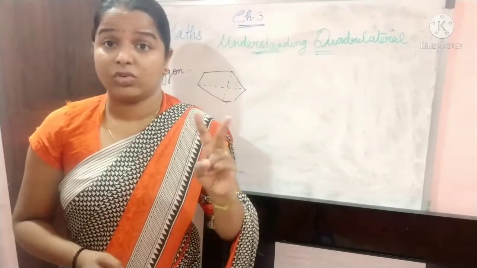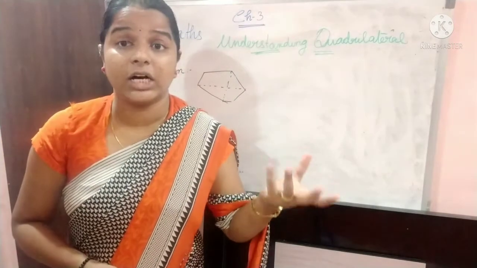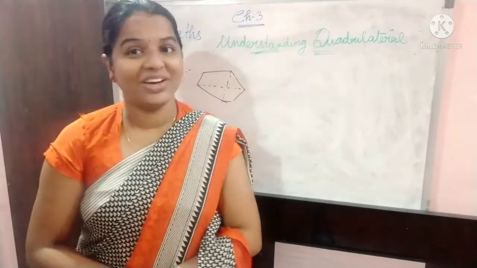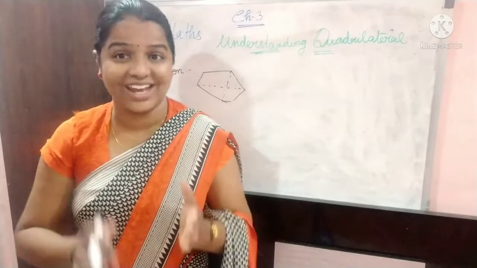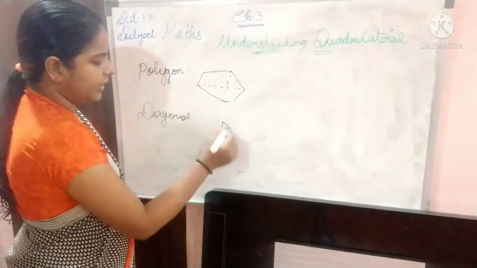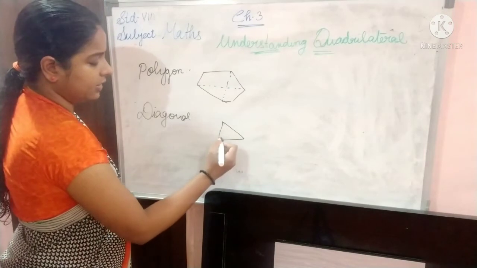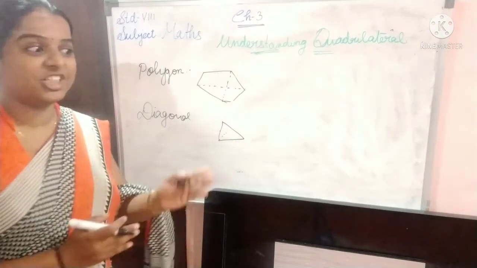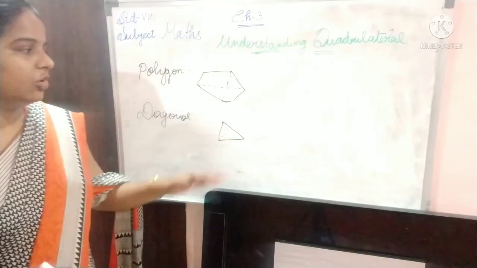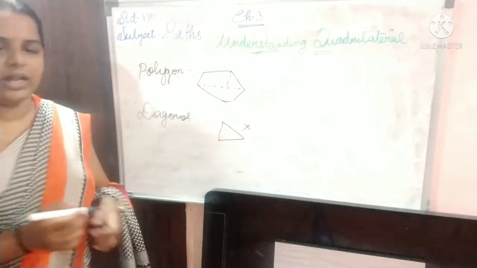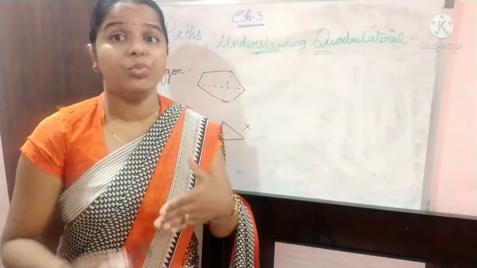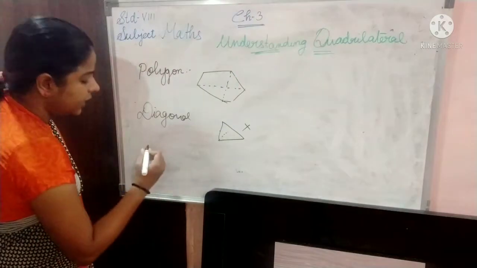In square also two diagonals are there, in rectangle also two diagonals are there. Understood? And does a triangle have any diagonals? Okay students, triangle does not have any diagonals. For example, if this is the triangle, how will we draw the diagonals for this? Diagonals should connect non-consecutive vertices. Here it won't connect. So triangle does not have any diagonals. Understood students?